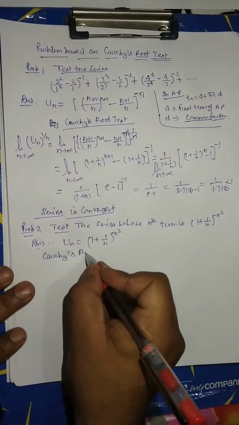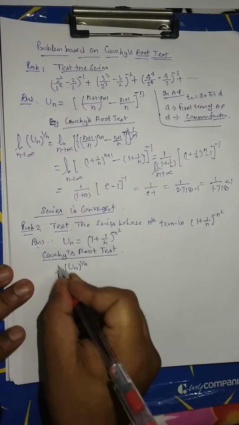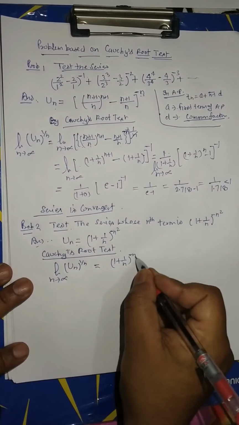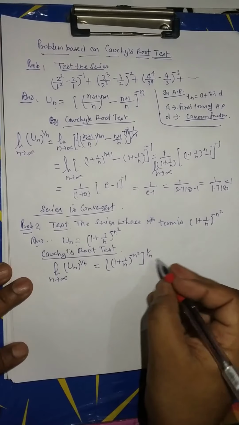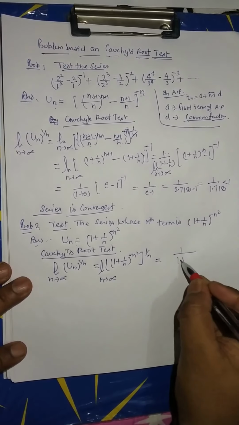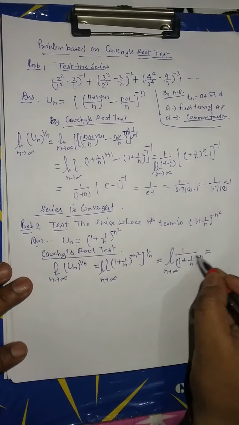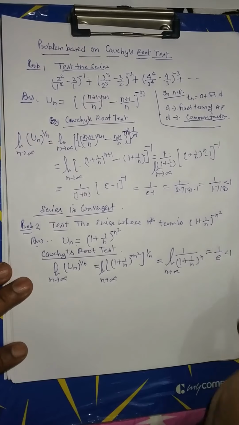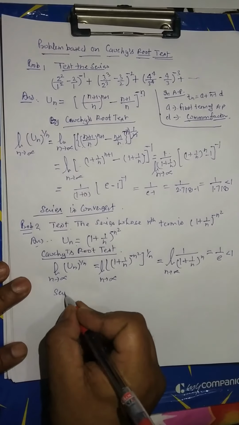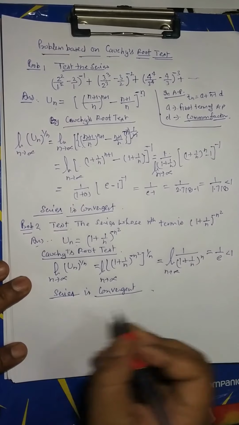Cauchy's root test: Un whole power 1 upon n, limit n tending to infinity, is equal to 1 plus 1 upon n whole power minus n square, whole power 1 upon n, limit n tending to infinity. This is equal to 1 upon 1 plus 1 upon n whole power n, limit n tending to infinity, which is equal to 1 upon e, less than 1. By Cauchy root test, the series will be convergent. Now problem third.